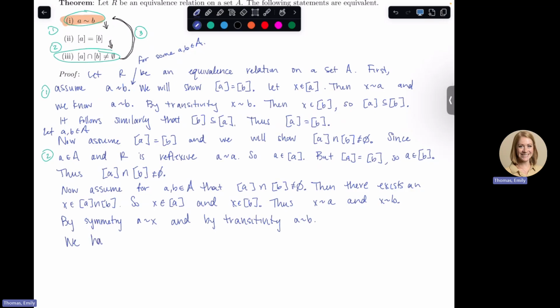We have shown I implies II implies III, and III implies I. Oh, wait, therefore, sorry, no box. Thus, the statements are equivalent.